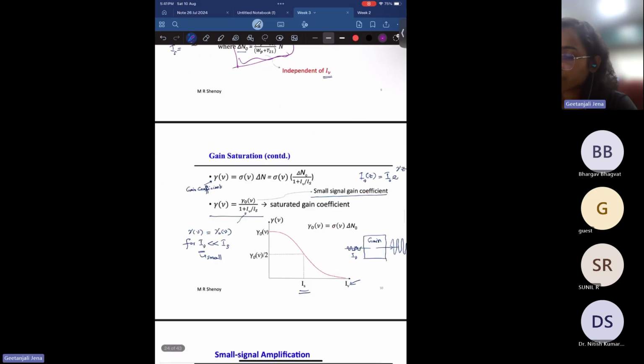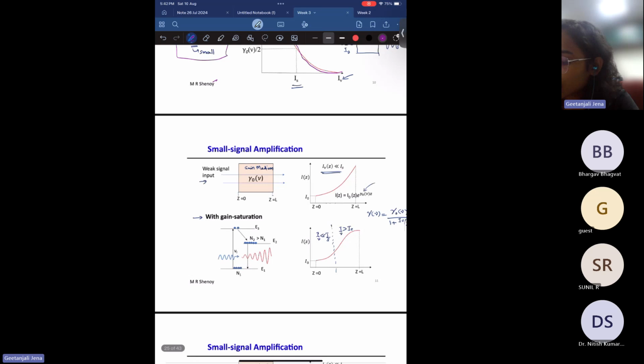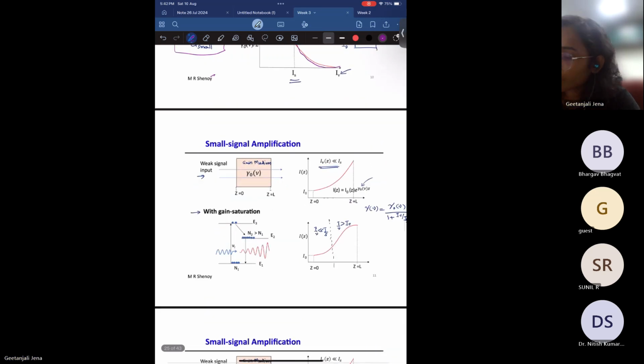Similarly, for the gain curve, you see a curve like this. So for I nu much less than Is, we have the small signal gain coefficient. And as the intensity increases, the gain gradually decreases in the system. Now let's see what the intensity profile is when we have a weak signal input, that is, I nu is much less than Is.